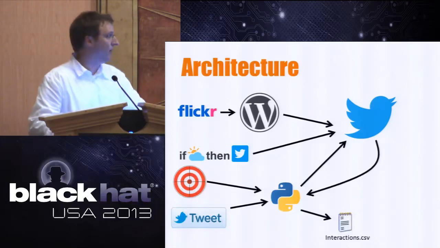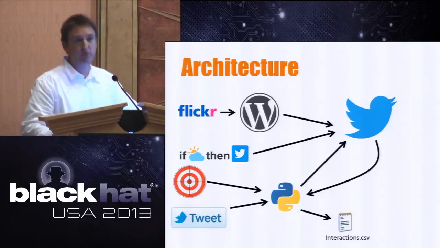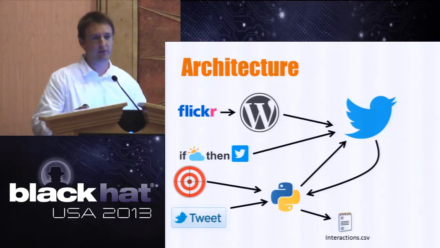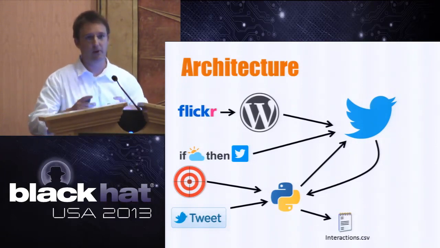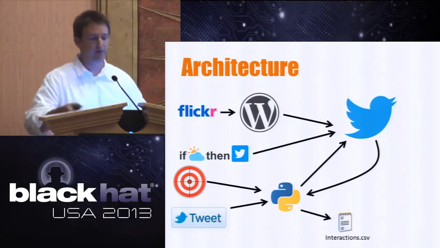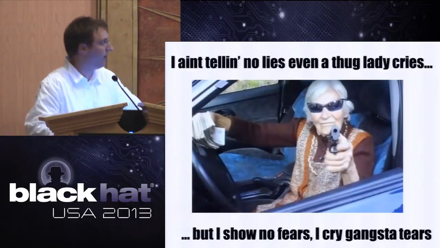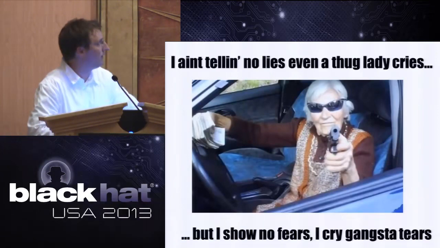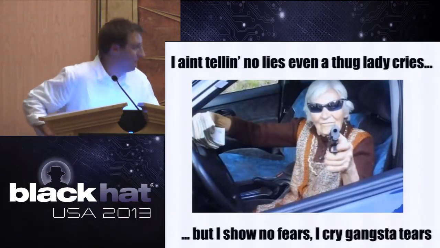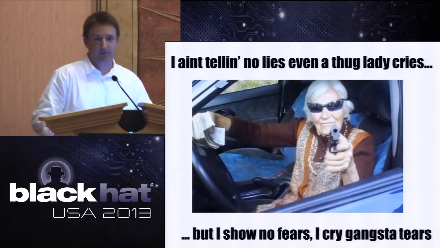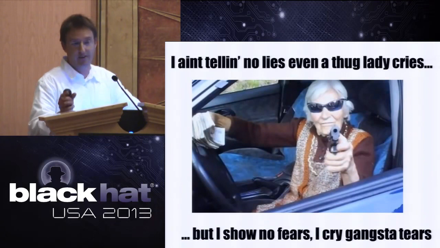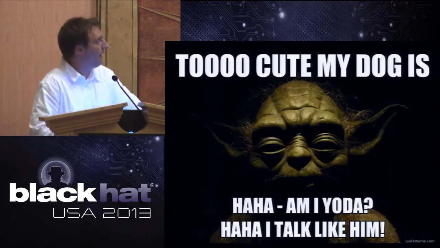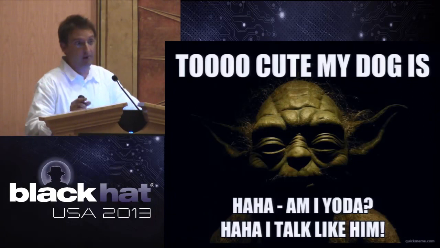From there, we'd start tweeting pretty much random nonsense, and the random nonsense was taken almost identically from the Web Ecology project, but with a few little additions that just amused us. So, for example, this was one of the tweets. For our old lady: I ain't telling no lies, even a thug lady cries. But I show no fears, I cry gangster tears. That probably works better after a beer, but that was one of the tweets, which is kind of different to what you'd expect from an old lady. So there were clues that this person might not be real.